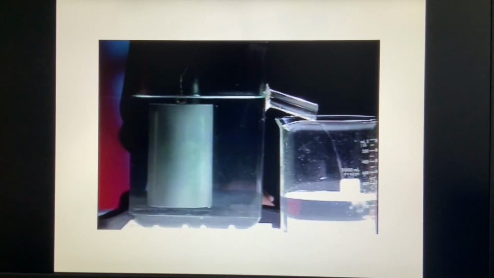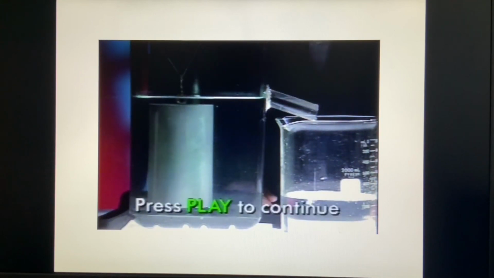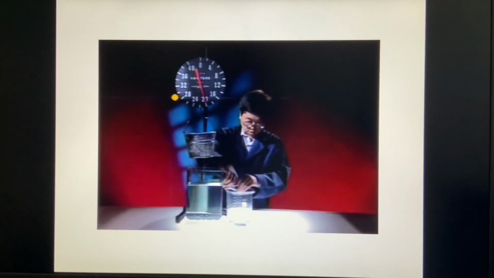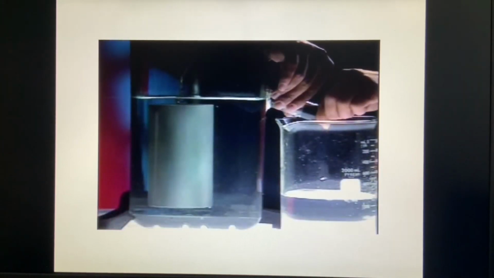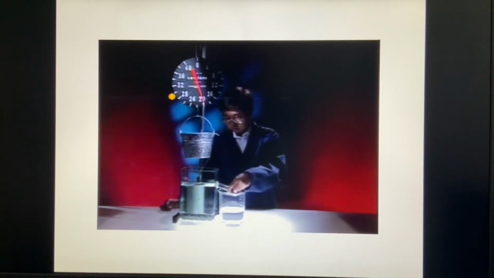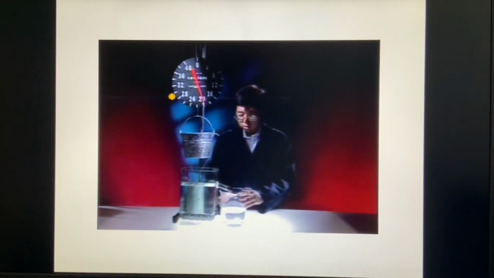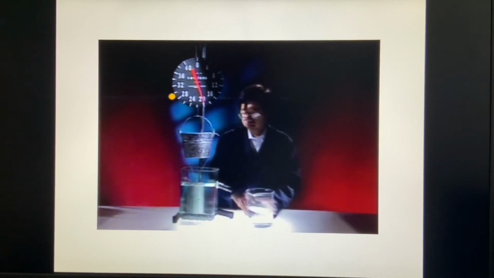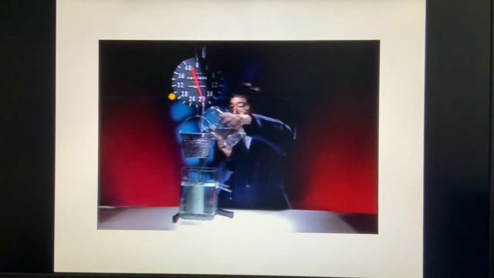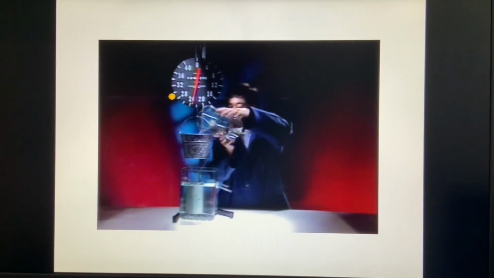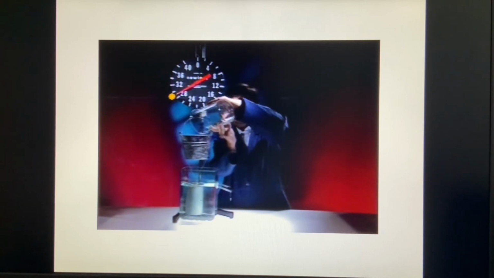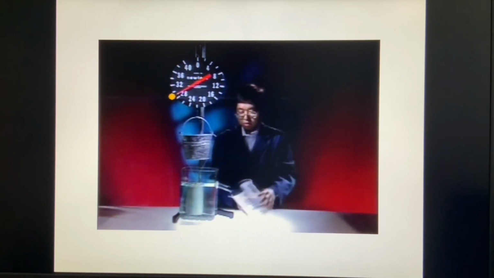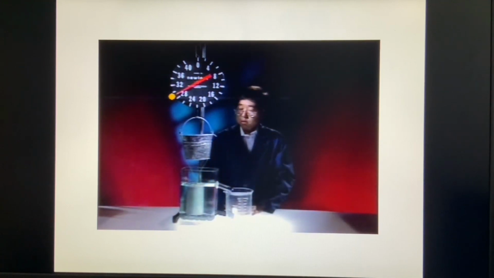If we pour the water that was displaced by the cylinder into the small bucket hanging from the scale, how will the reading change? The scale now reads the same as before the cylinder was lowered into the water. The buoyant force on the cylinder is equal to the weight of the water displaced.